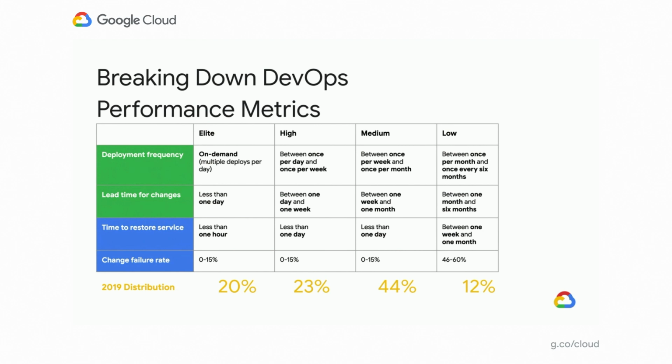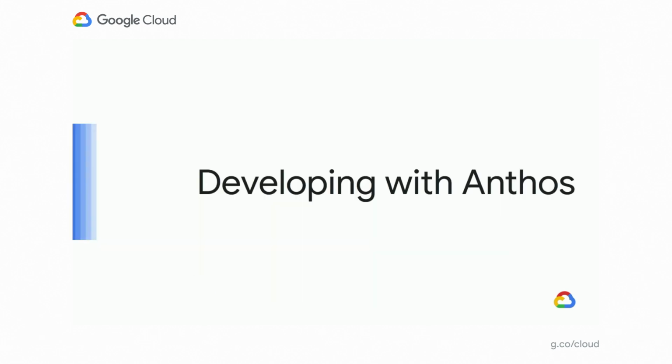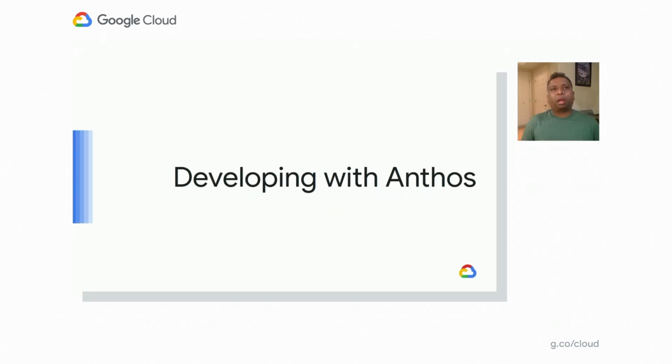But if you look at the majority of the organizations, they fall in the middle. Around 67% of organizations they evaluated fall in the high or medium category. But all these organizations have a desire to shift left and become more elite in their performance. So this is where developing with Anthos comes in, because Anthos was built from the ground up to cater to these kind of requirements.